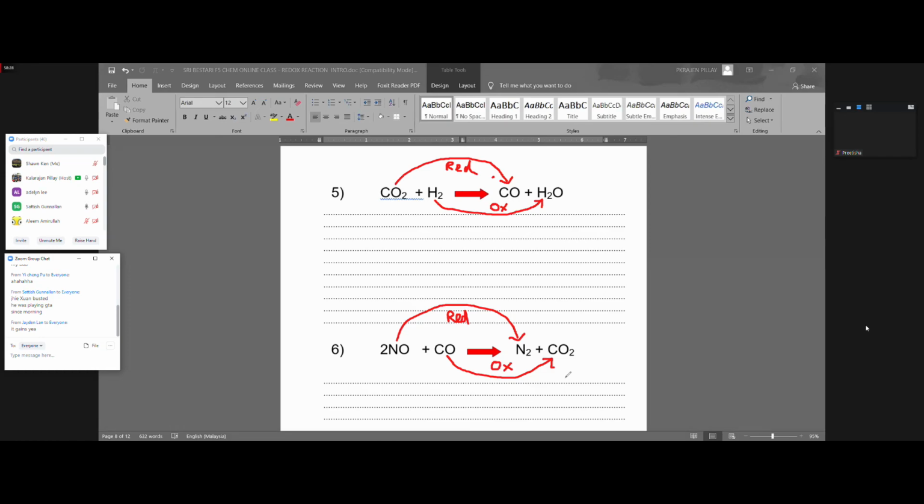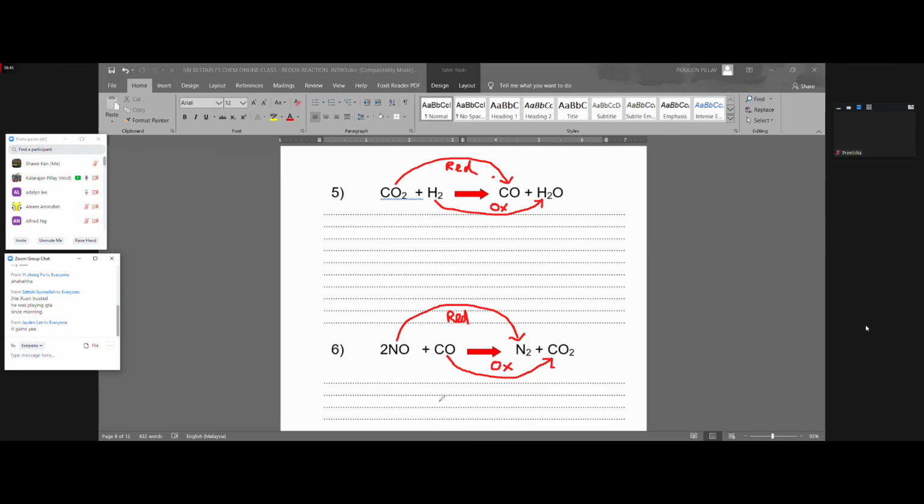Okay. This type of question, usually how many marks? This one comes up sometimes in the essay. It can be 3 marks. Okay, marks, understand? Is this redox, Adeline? Yes.